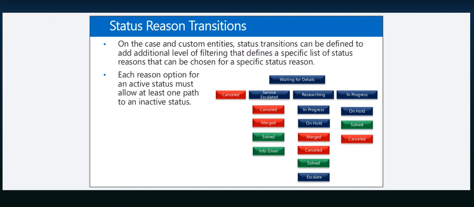If the status for case, for example, is researching, then you can put it in progress, on hold, merge, cancel, solve, all these other items. As well as if it's in progress, you can put it on hold, you can make it solve, cancel. So you can control what the different options are. So you can actually have a progression of the different status reasons and control that everything follows a natural flow of those different status transitions.